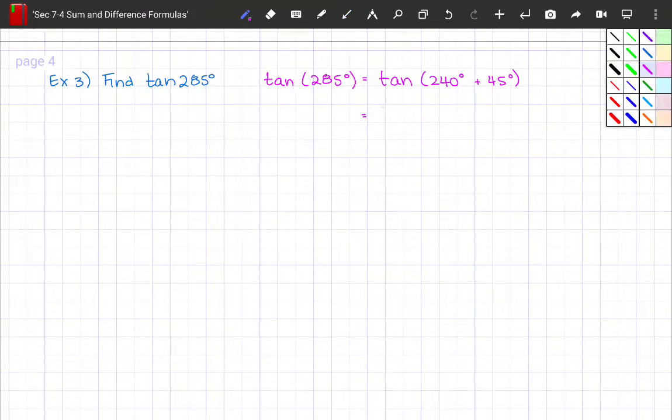If you look at the formula sheet, you will see that the sum formula for tangent is going to be tan u plus tan v over 1 minus tan u tan v.